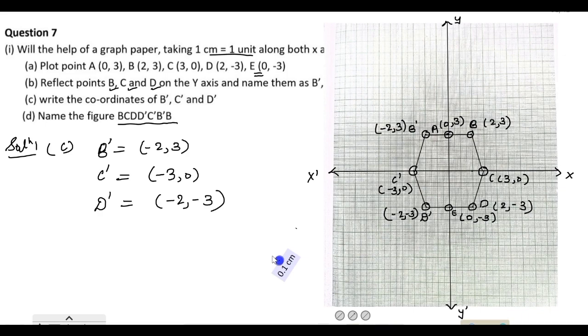Now count its sides: 1, 2, 3, 4, 5 and 6. This is a polygon having 6 sides. It means it is a hexagon. B, C, D, D dash, C dash, B dash, B is a hexagon.